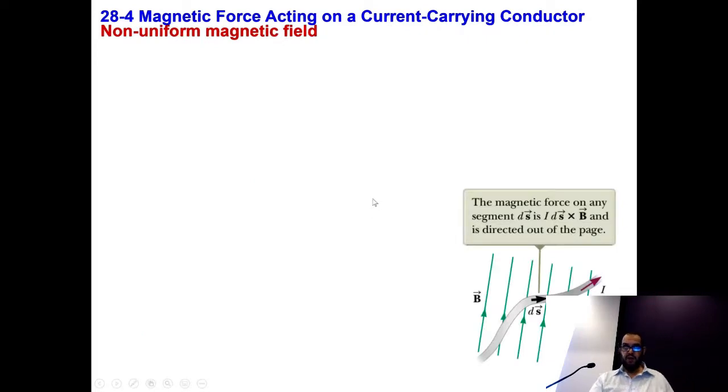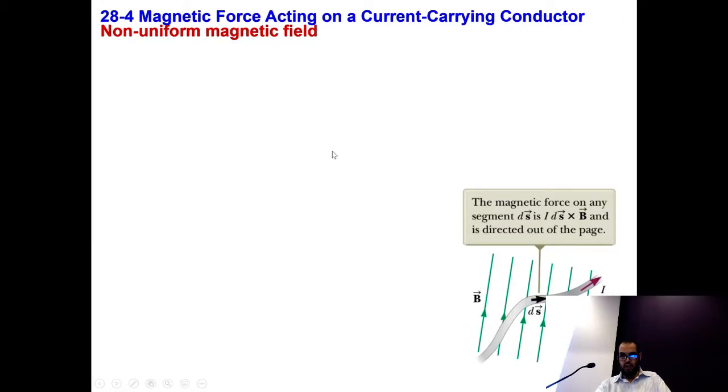Assume we have a wire that is not a straight wire, so you can see this wire has some curves, and it's in a magnetic field. And let's assume also the magnetic field is not necessarily uniform. It can be a non-uniform magnetic field. Okay, and we want to determine what is the force on this wire.